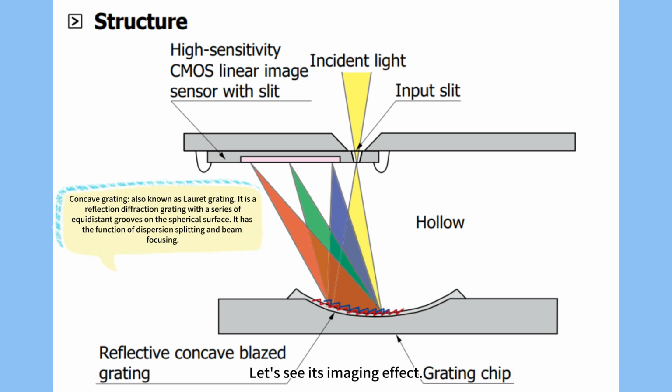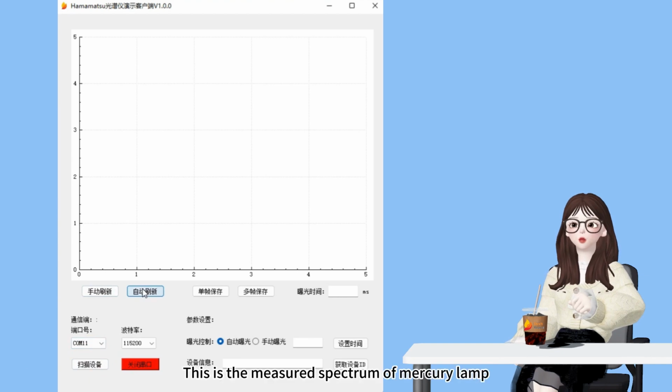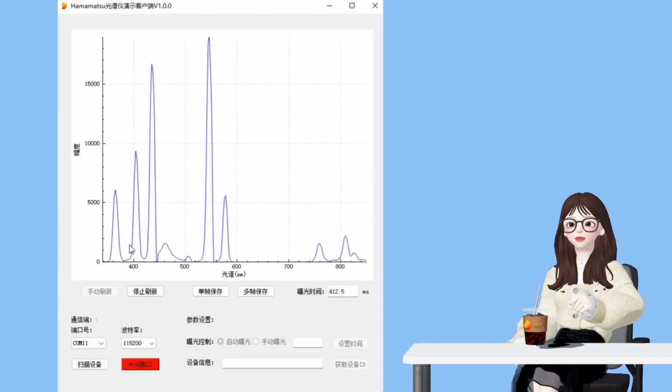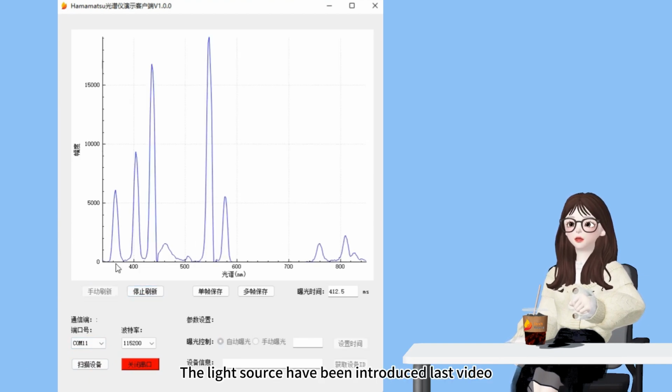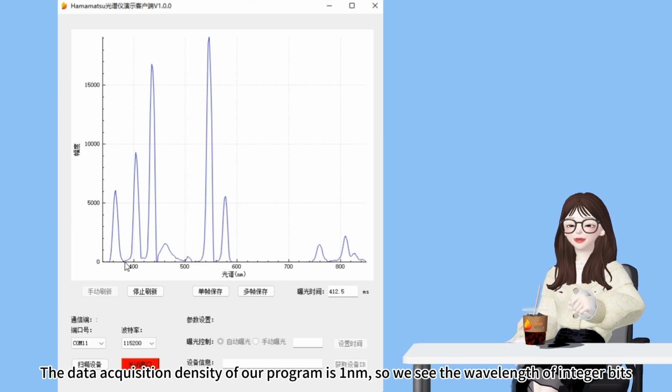Let's see its imaging effect. This is a program interface developed by ourselves. Select the corresponding port for measurement. This is the measured spectrum of the mercury lamp. The light source was introduced in the last video. We can see the wavelength corresponding to these peaks by copying the spectral data. The data acquisition density of our program is 1 nanometer, so we see the wavelength in integers.